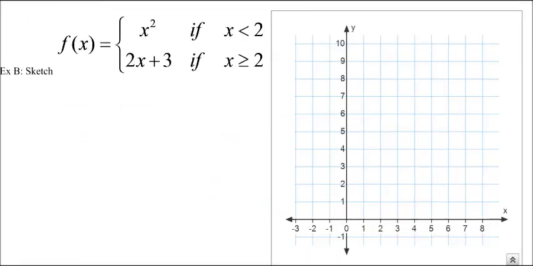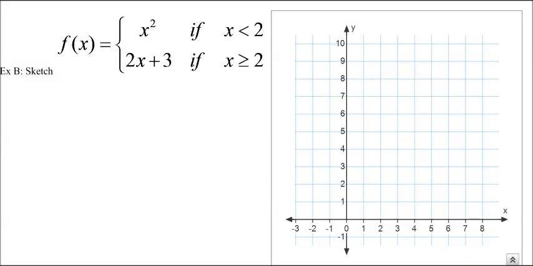Okay, so let's look at example B. It says sketch f of x equals x squared if x is less than 2, and 2x plus 3 if x is greater than or equal to 2. This is just another way to write it. I sometimes will write the comma and sometimes I'll write the if. It's up to you really. It means the same thing.